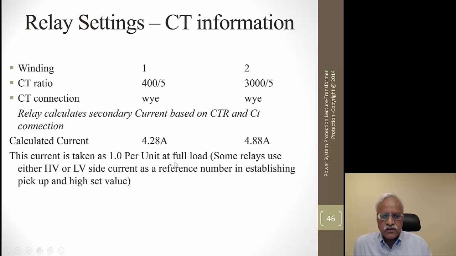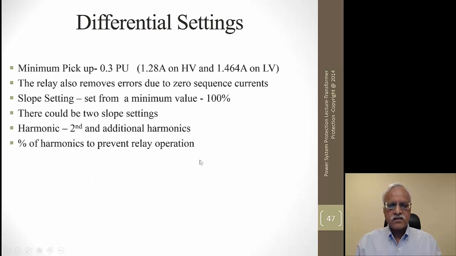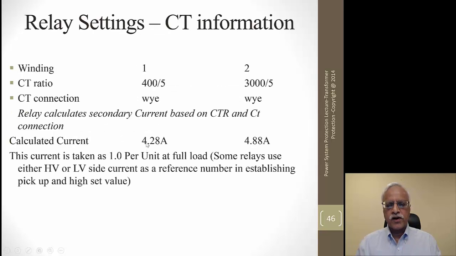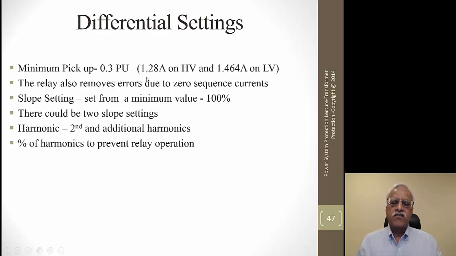Same CT ratios are used. We calculated the currents here, and then the relay takes this current as 100% or 1 per unit current in determining how it should operate based on the settings which we provide. So minimum pickup, if I say it is 0.3, it takes 0.3 times 4.28 as the minimum current required for the relay to operate if the current is flowing only on the high side, which is 1.28 amps, or if the current is only flowing on the low side, then it is 1.464 on the low voltage side.